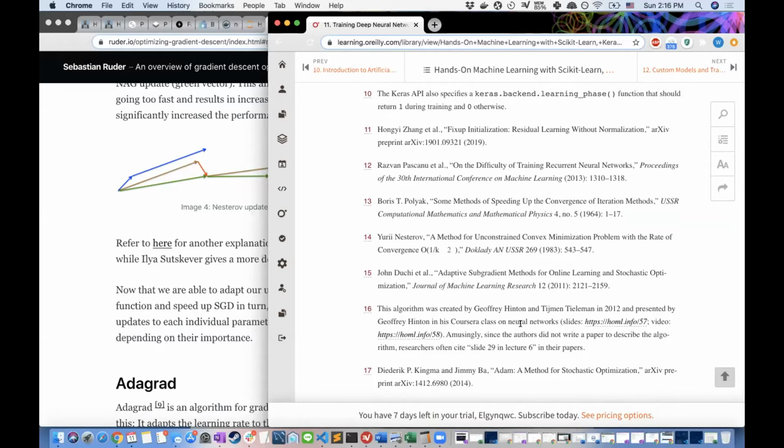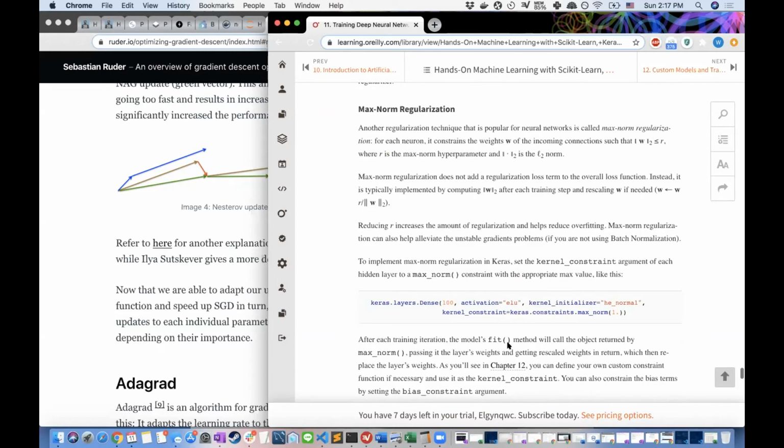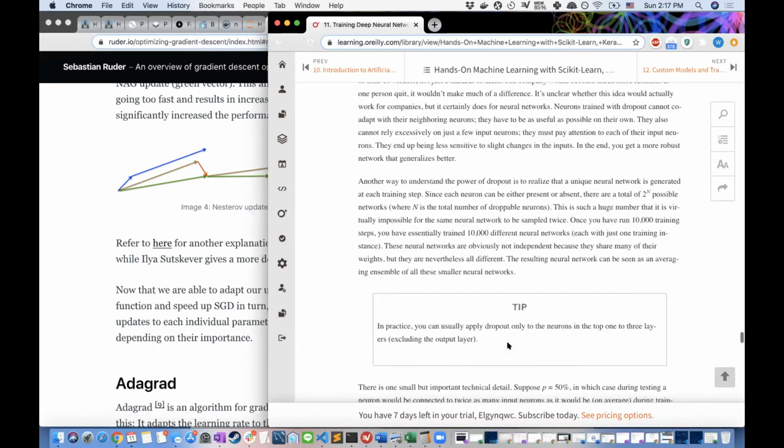I think Jeremy also mentioned this fact, that this actually did not come from a paper. He just put it in his Coursera course slides, and that's RMSProp. So that's an interesting fact. Okay, let's go back to the text.